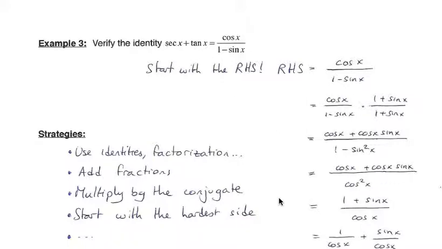Strategies. This is a very open little section here. There are many more strategies. Usually I just ask students for their ideas, but I just listed a few because I'm teaching this with a podcast. So some strategies are to use identities, factorize, add fractions together, multiply by the conjugate, start with the hardest side. Don't always start with the left-hand side, start with the one that looks the hardest, etc. You can find other strategies maybe.